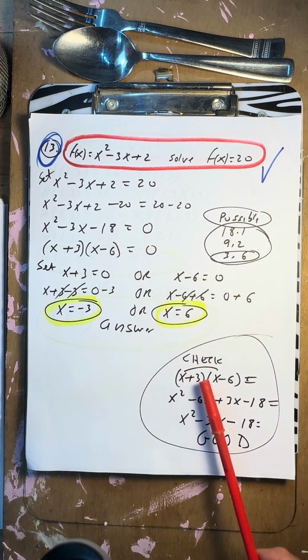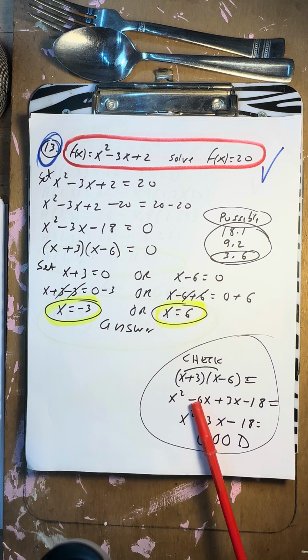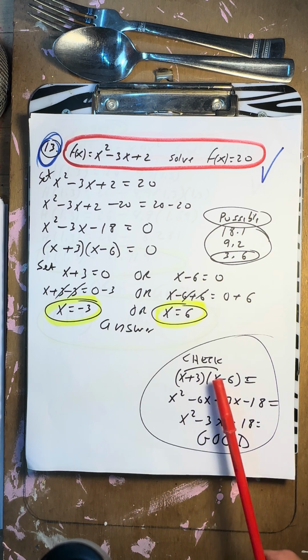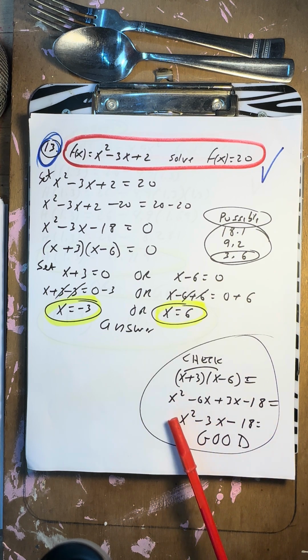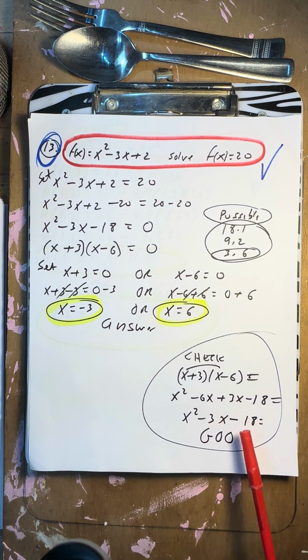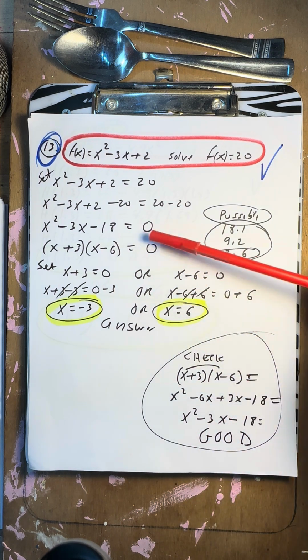Check it. x times x is x squared. Minus 6x plus 3x is minus 3x, and 3 times minus 6 is minus 18. So that's going to be x squared minus 3x minus 18. Does that match? Yes. So that works.